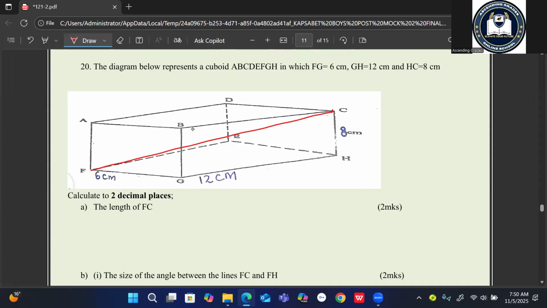So that is our FC. But before we determine our FC, we have to find our FH, which is just there. So our FH is just with a Pythagoras theorem, 6 squared plus 12 squared, whereby we'll get 13.4164. So we need FC.